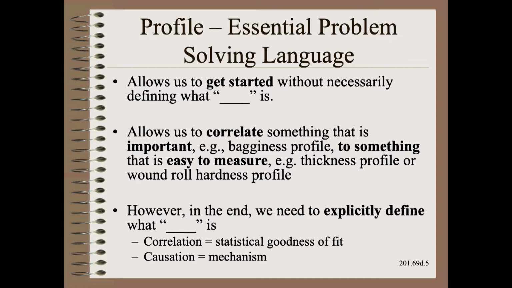The first and easiest is a statistical correlation of goodness of fit. The second is even more powerful. That is to define the physical mechanism that is operating, sometimes called causation.